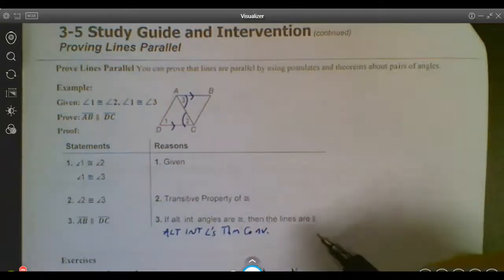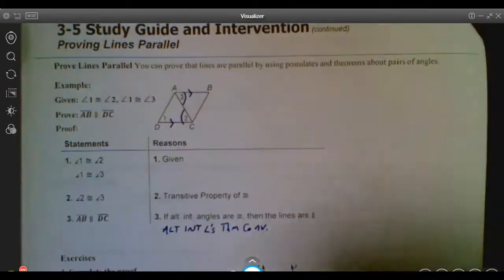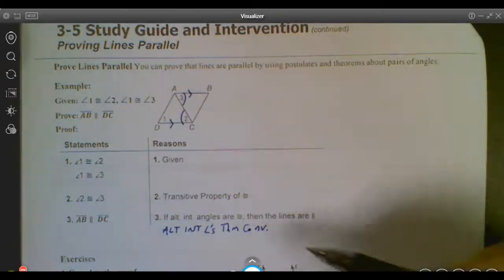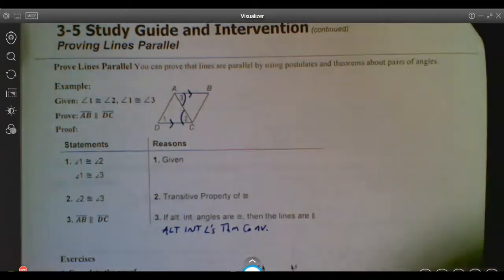Notice on this one, they didn't use the title. They literally wrote out what the theorem says. And that's acceptable, right? We can either use the name, or you can simply write out what the theorem tells you, right? Those are both acceptable.